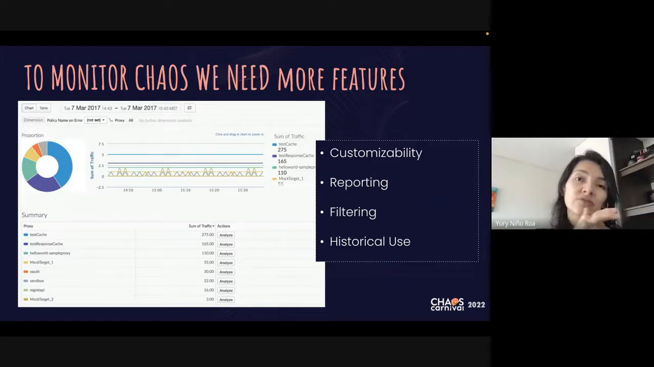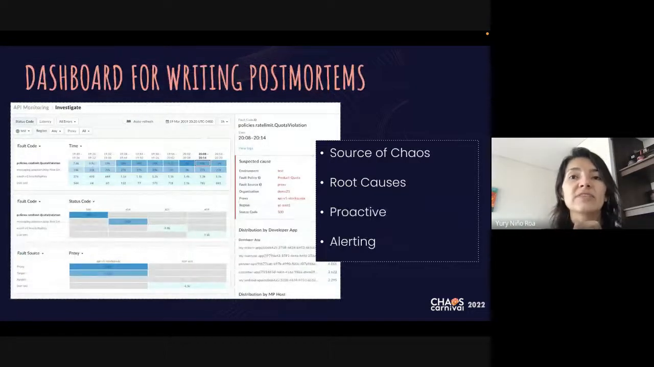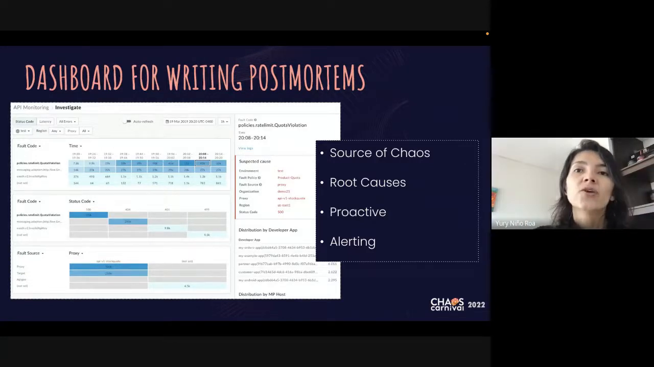Also it is really important to have the possibility to filter, in order to minimize the need to dig into raw logs, for example, and to have historical views to quickly understand usage patterns compared against previous months, quarters, and years. So here, the dashboard to investigate what happened is available in the part for investigating in APG. It is very useful for writing a postmortem.